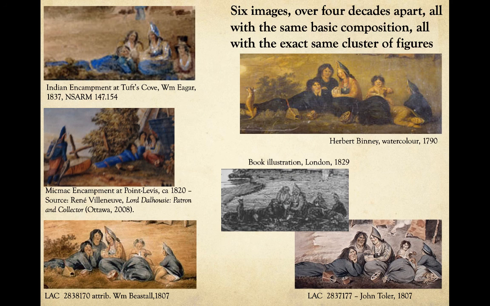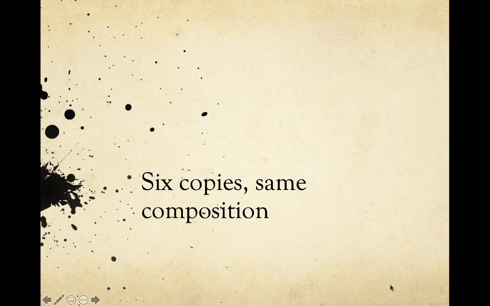There we are. 6 images over 4 decades apart, all with that same basic composition, all with the exact same cluster of figures. So there we go. 6 paintings, again, often used as illustrations of Eastern Algonquian peoples, particularly of Mi'kmaq peoples, but Eastern Algonquian peoples in general. The Mi'kmaq were primarily in Nova Scotia, but certainly ranged into New Brunswick, ranged into Prince Edward Island, ranged into eastern Quebec and down the St. Lawrence River Valley, often reported being seen in around Quebec City. So that image of them outside Quebec City is plausible, except it's the same people.